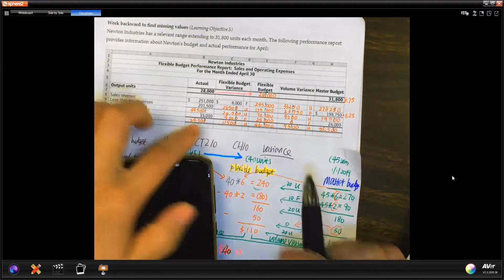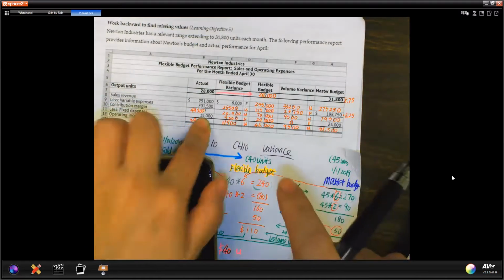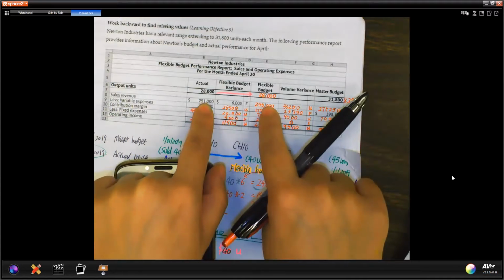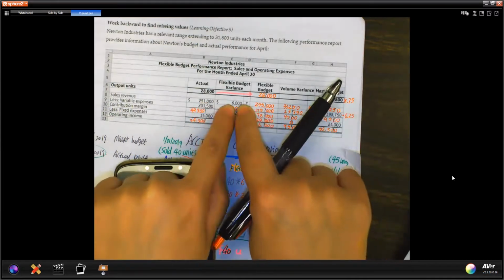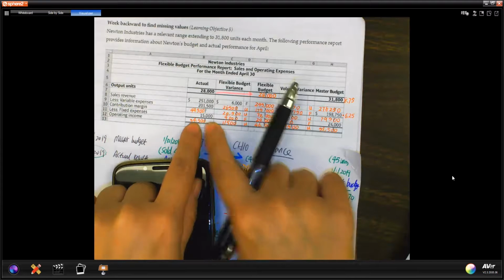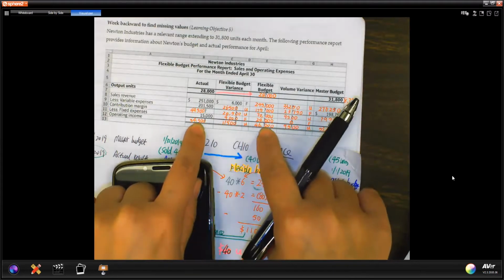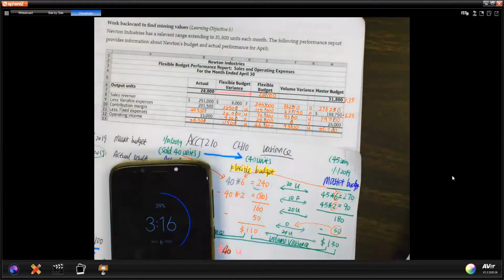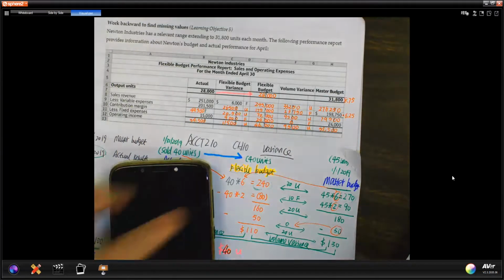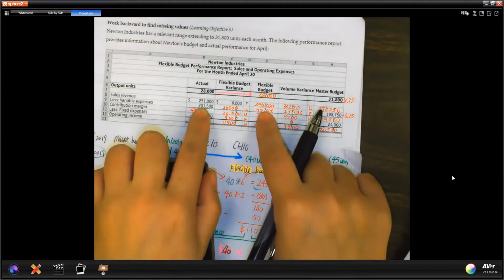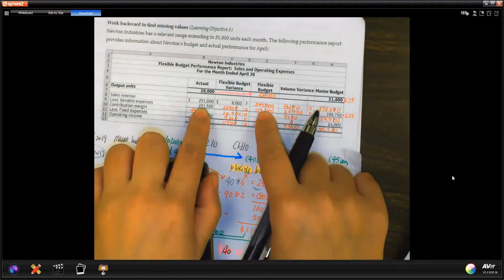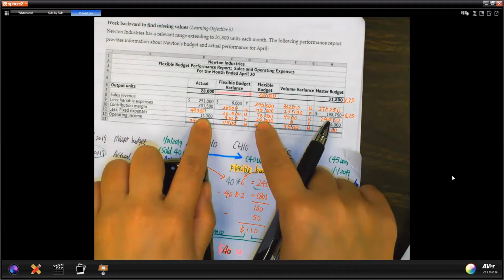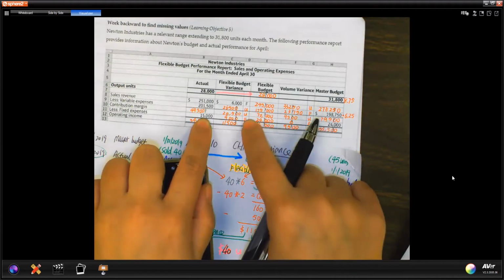If your left side is higher than your right side, it's favorable. But if your left side is smaller than your right side, it's unfavorable. This is for revenue and for operating income. For the cost, it will be opposite. So if your left side is higher than your right side for cost, it will be unfavorable. If your left side is lower than your right side for cost, it will be favorable.